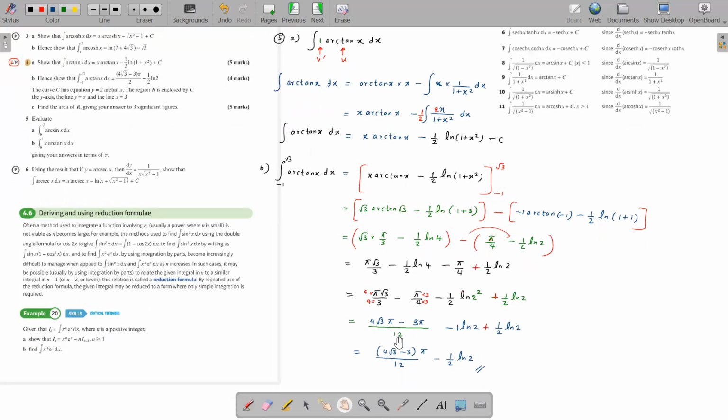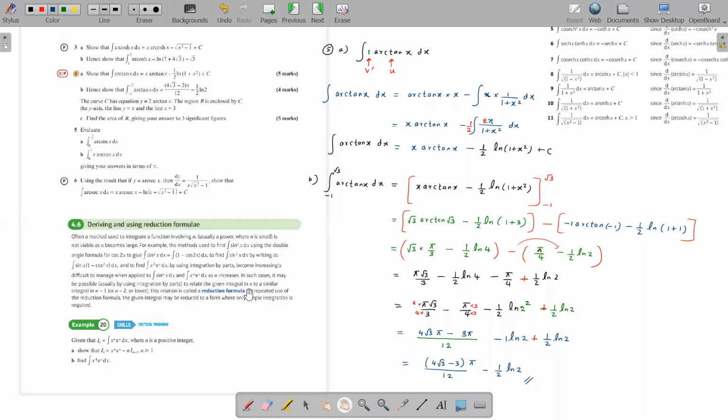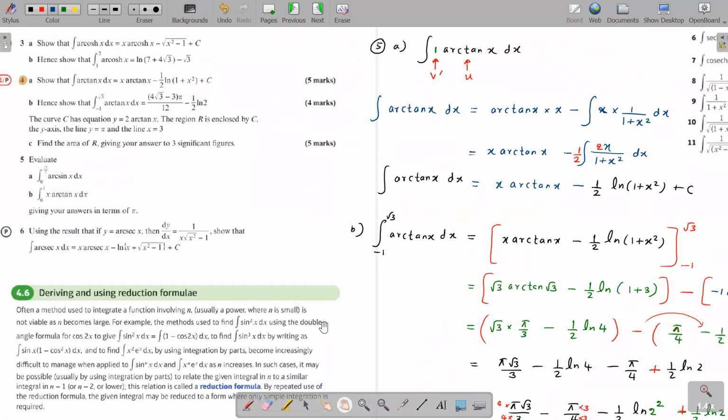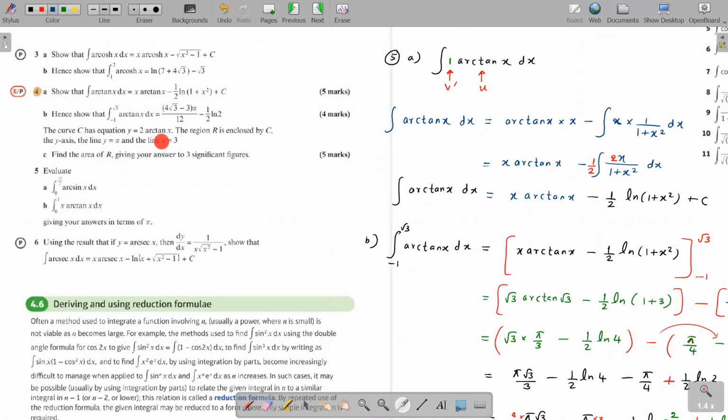Okay, moving on to part C. Part C, the curve C has equation y equals 2 arctan x. Okay, so that is basically the same thing here, just that there's a 2. The region R is enclosed by the curve, the y-axis, the line y equals pi and the line x equals 3. Find the area of R, giving your answer to 3 significant figures. Okay, once again, what are the limits? The region R is enclosed by the curve, the y-axis, the line y equals pi and the line x equals 3. Okay, how does this work?